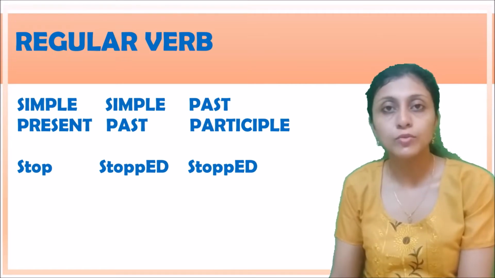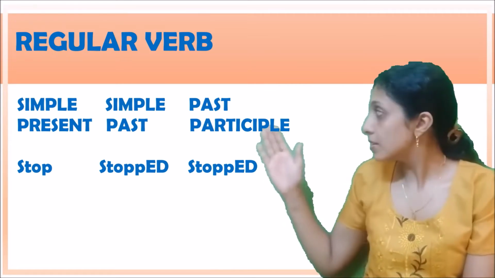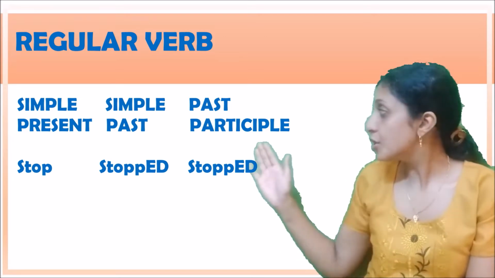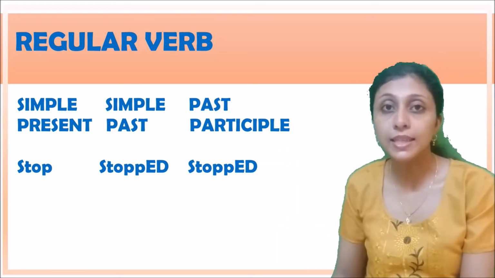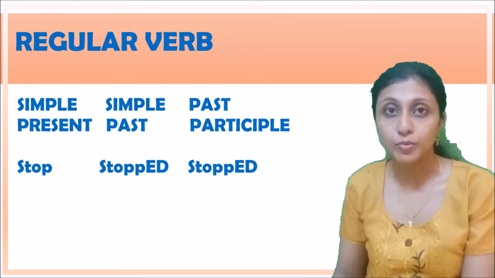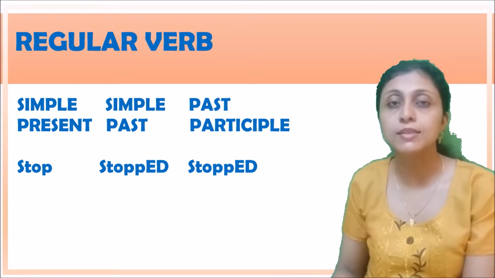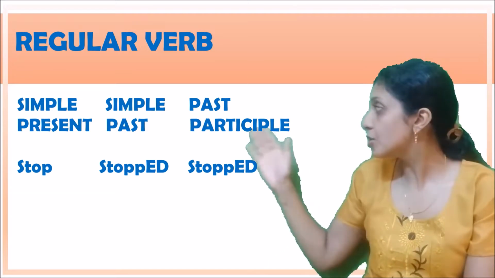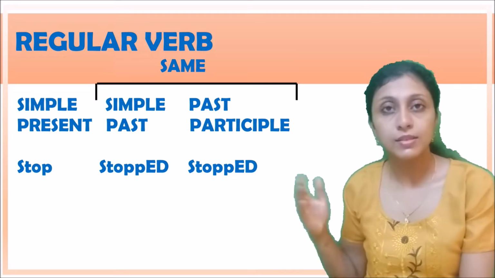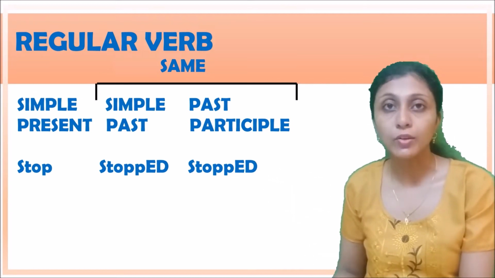Let's take an example of a regular verb. Stop. The simple present tense of the verb stop would be just stop. The simple past would be stopped. So now we have got the ending ed. Whereas the past participle of the verb stop would be stopped. It would be the same as the simple past tense, which is stopped. So you find that the past participle also ends with ed. This is the conjugation of a regular verb.